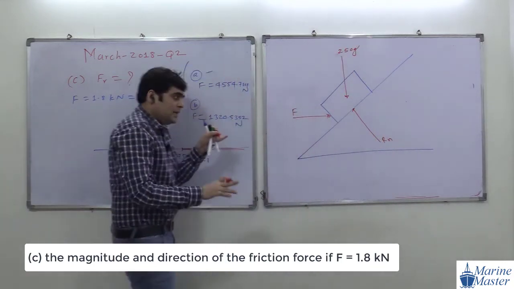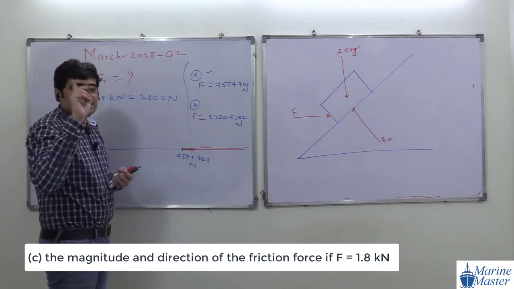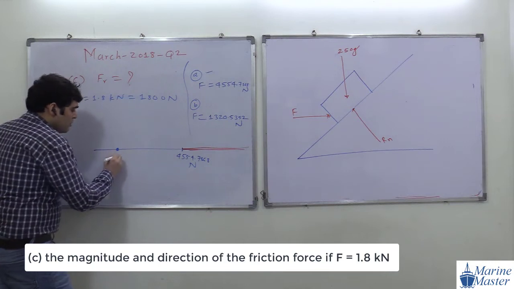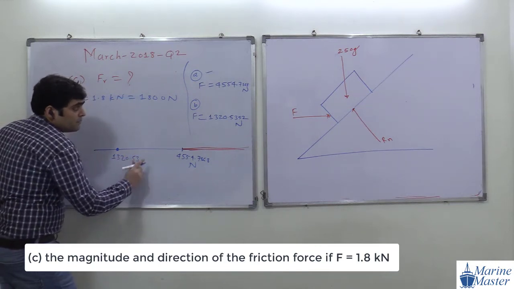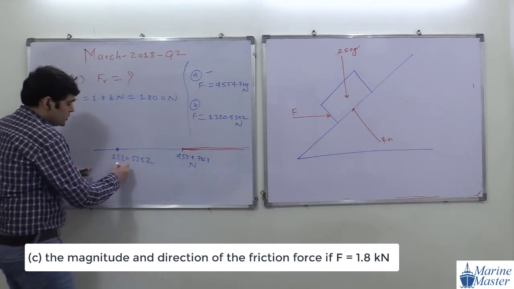Now in the B part, how much is the value of F we are getting? We got the value of F as 1320.5352. Check it once again. Is it okay? Okay, good.